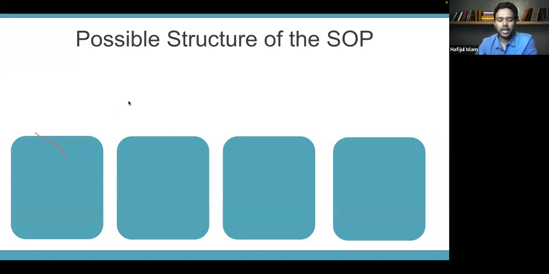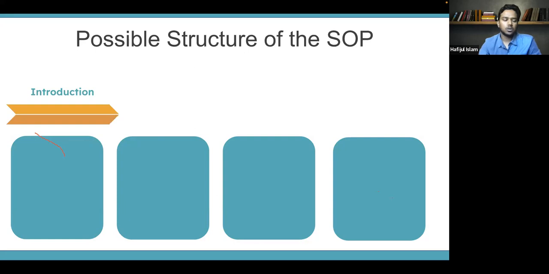Okay, so what can be a possible structure of the SOP? It's not very strict. It's not that you have to obey certain rules. It is pretty flexible. You can write in your own coherent way, in the way that you want to present. The first thing is the introduction. It's a 1 or 1.5 page written document, and the admission committee will read a lot of SOPs, so they do not want to read boring stuff.